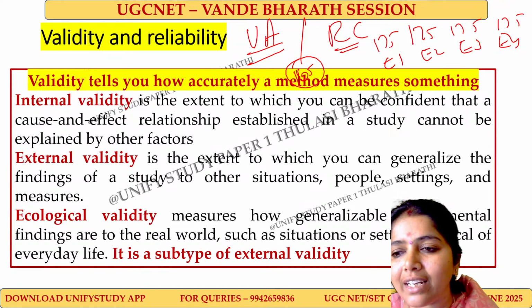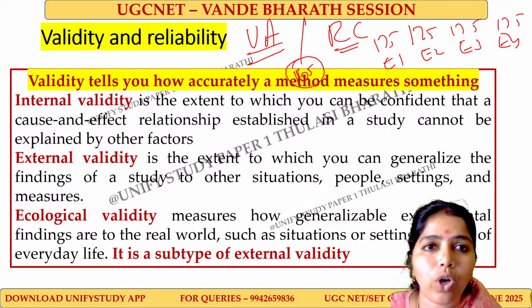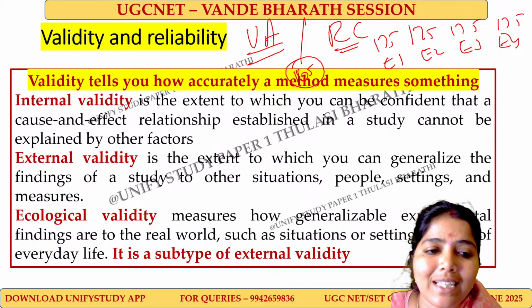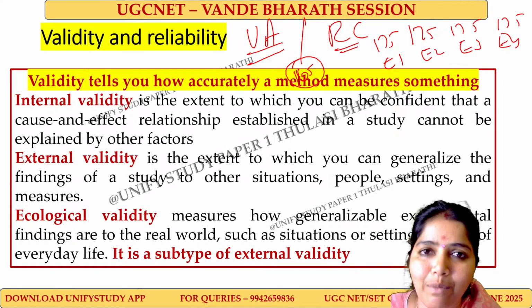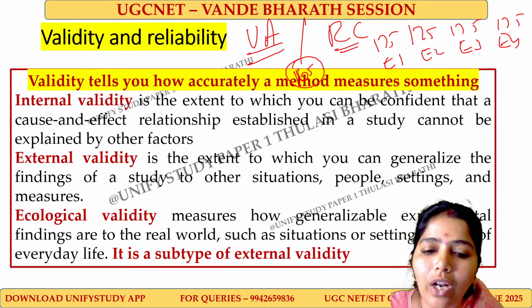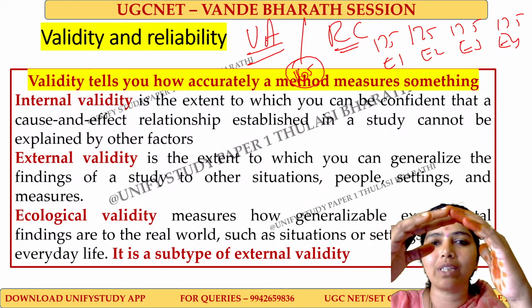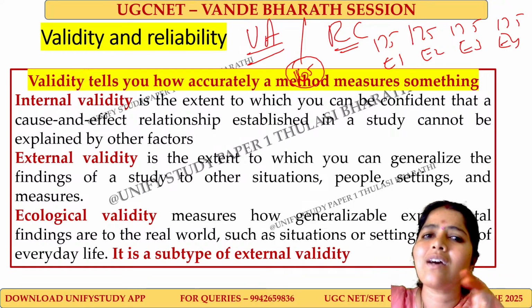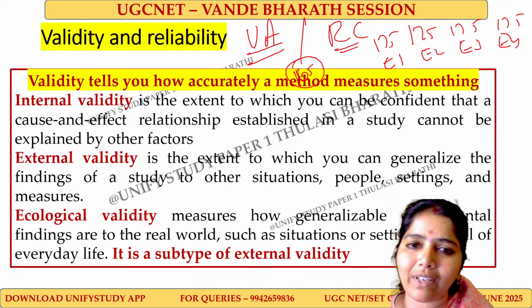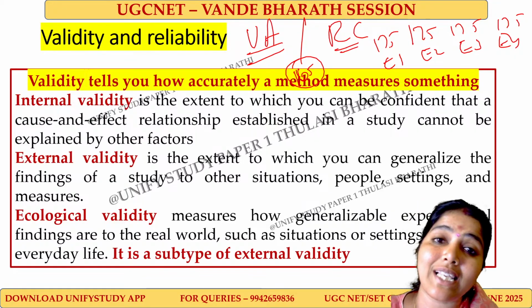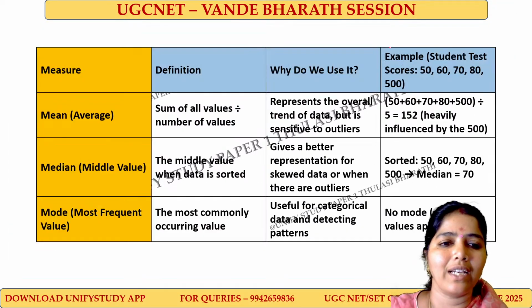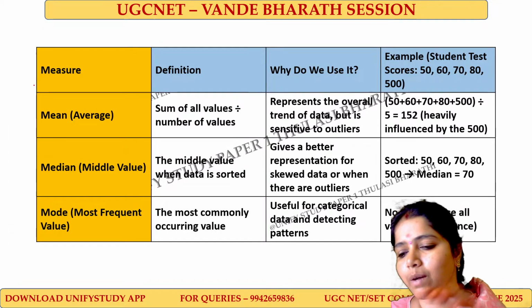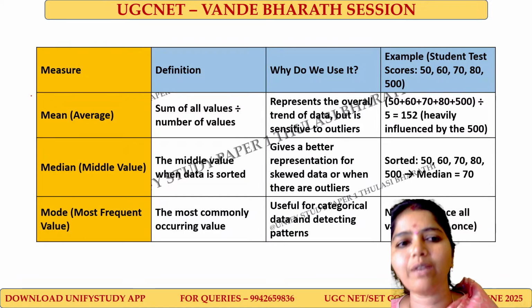Internal validity talks about the cause and effect relationship. External validity talks about how far we can apply it in a generalized way. Ecological validity is a subset of external validity, where I can apply this in a generalized format and get the same results. Then it is ecological validity too, right?